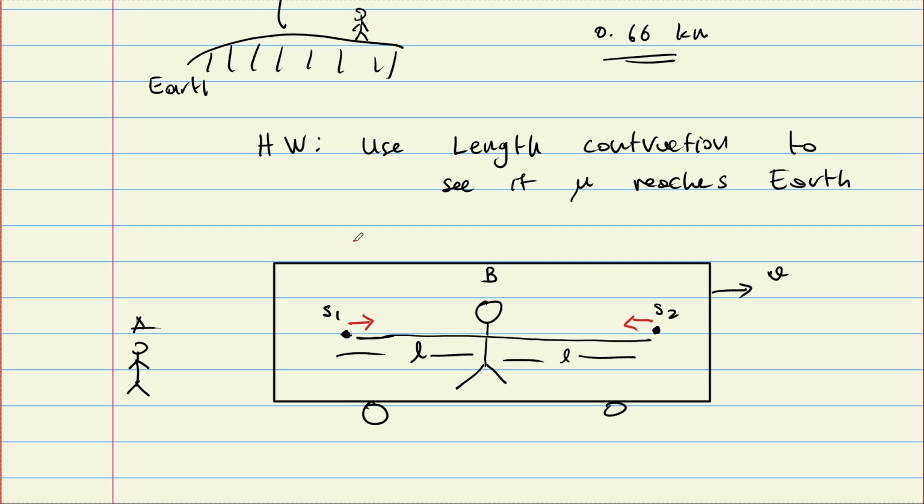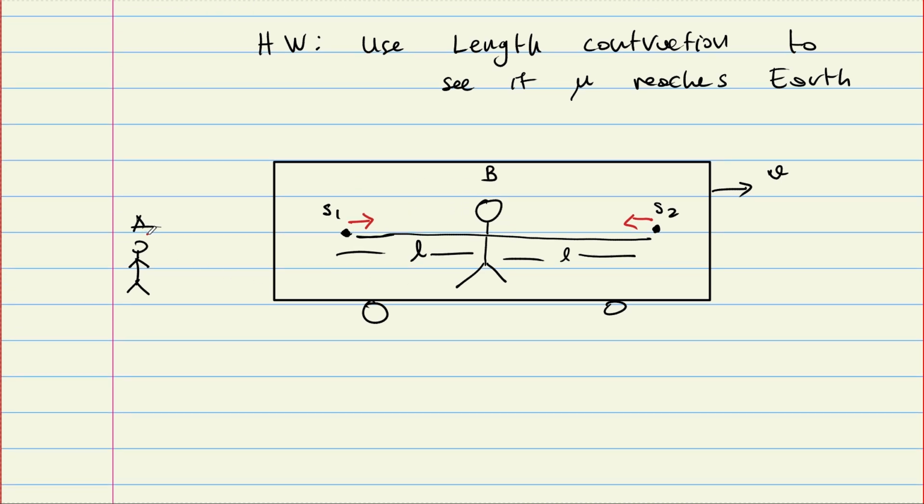Now let's look at exactly the same experiment from the perspective of A. According to A, S1 and S2 are created at the same time, but the observer B is moving with velocity v. The light coming from S2 is going to have a little bit less distance to cover, right? Because B is moving towards the light, whereas S1 is going to have a little longer distance, right? Because B is moving away from S1. So according to A, S1 is going to be received after S2.